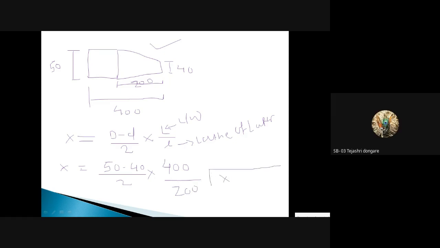10. What is the value of X? 10. Correct. Good. 10 mm. It will be in mm.